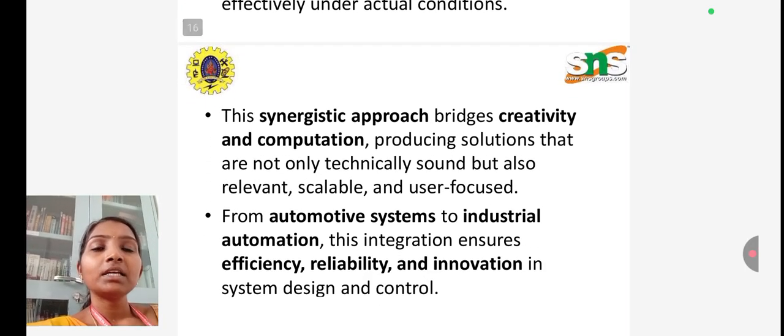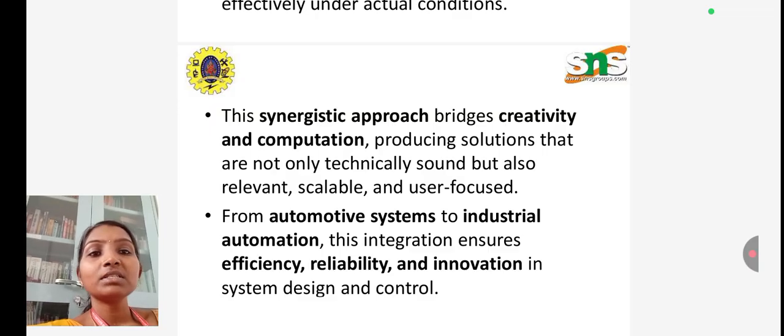And finally, in conclusion, this synergistic approach bridges creativity and computation, producing solutions that are not only technically sound but also relevant, scalable and user-focused. From automotive systems to industrial automation, this integration ensures efficiency, reliability and innovation in system design and control. This is what we expect here: efficiency, reliability, accuracy and innovation using our design thinking concept. So this is how we implement design thinking in the Runge-Kutta method.